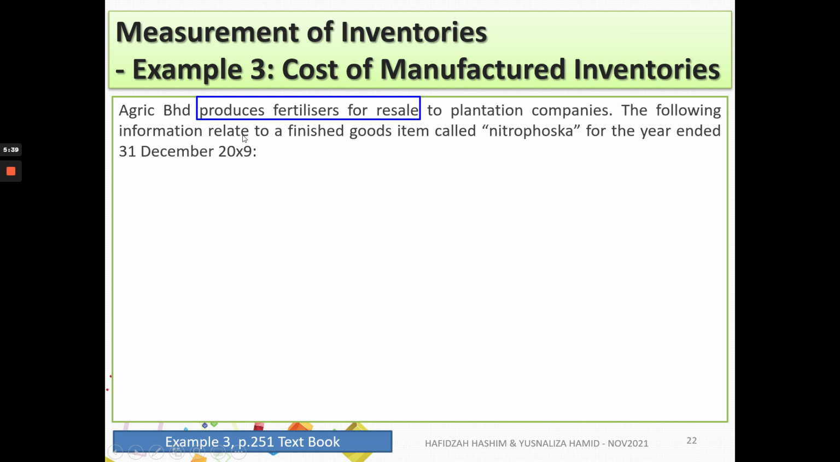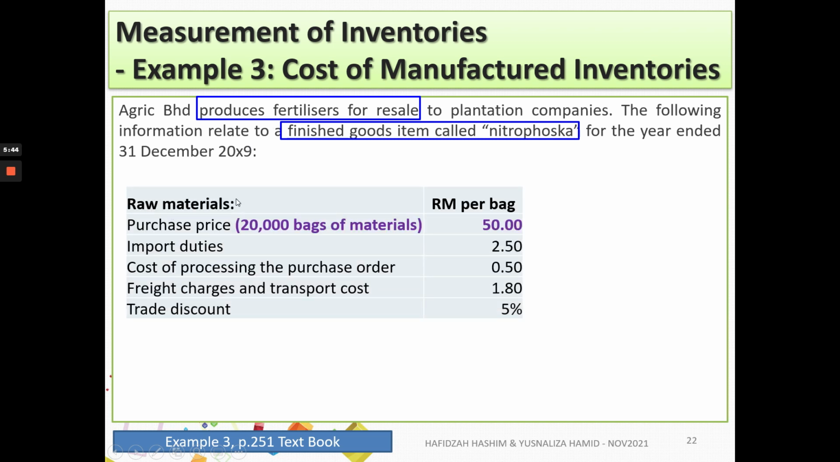You have the details here, the name of it, and the raw materials given in terms of the information per bag of that so-called fertilizer. The purchase price per bag is 50 ringgit, so we need to look at the number of items being purchased. Then you have the import duties, 250, and the cost of processing the purchase order. Remember, these are all per bag. We are interested to know the costs of the purchase for the 20,000 bags.